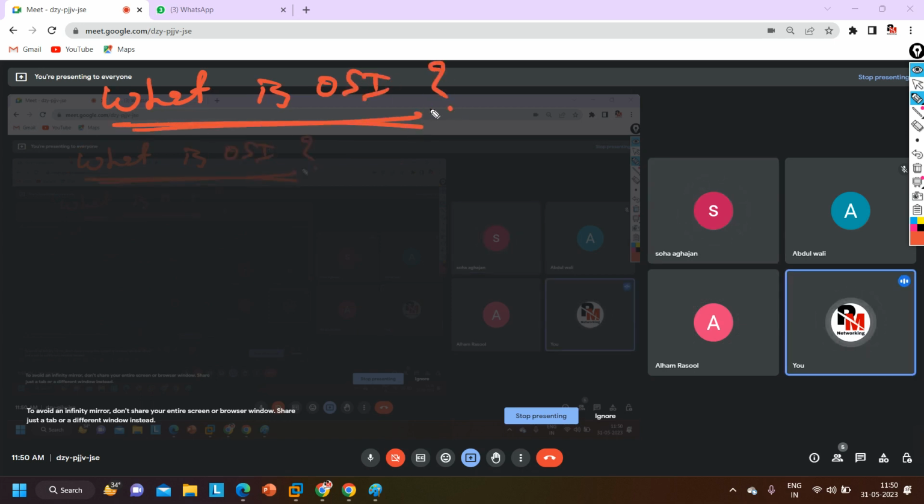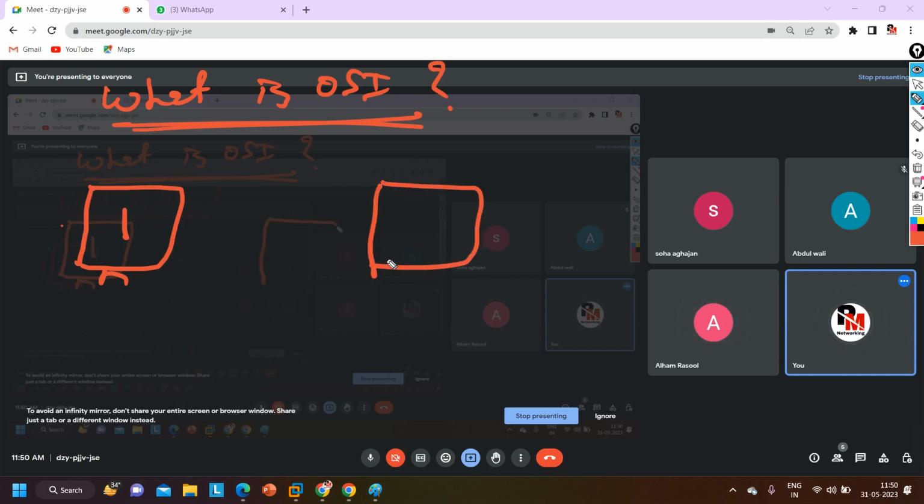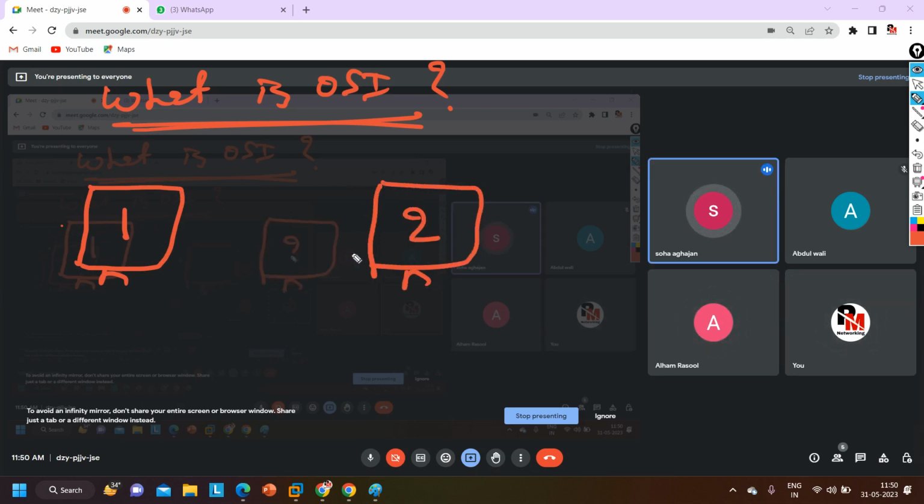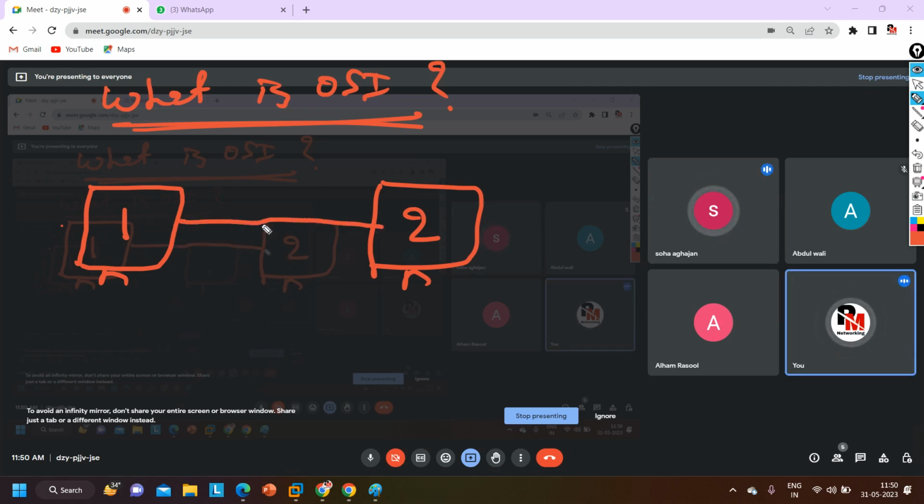Okay, there are 7 layers in the OSI model. The OSI model is a process which tells us how data goes out from one computer. Let's say I have computer 1 and computer 2. How do they send data?